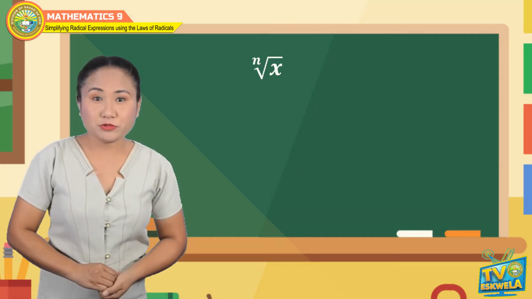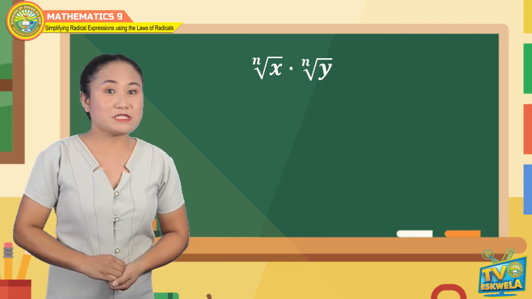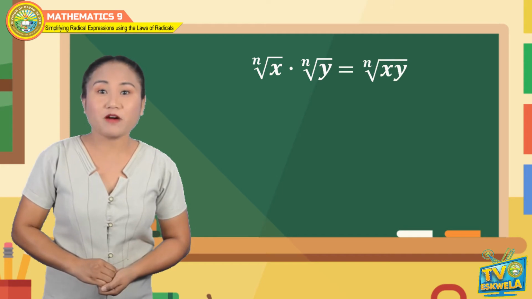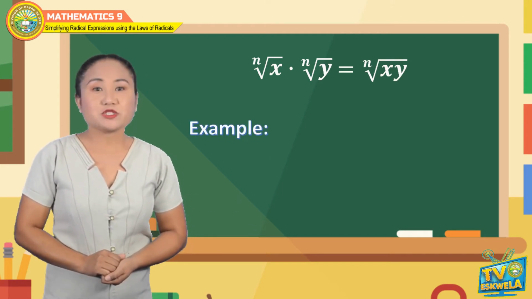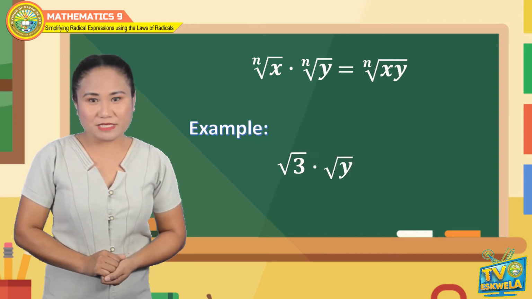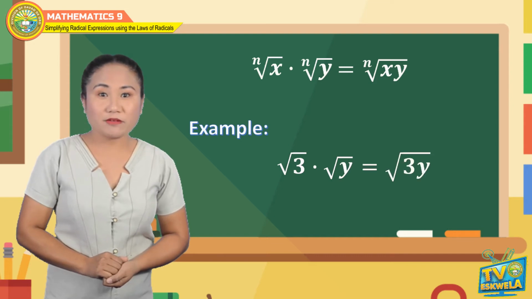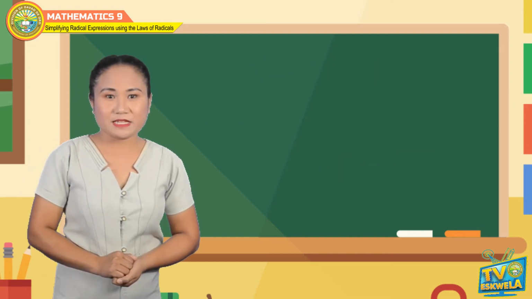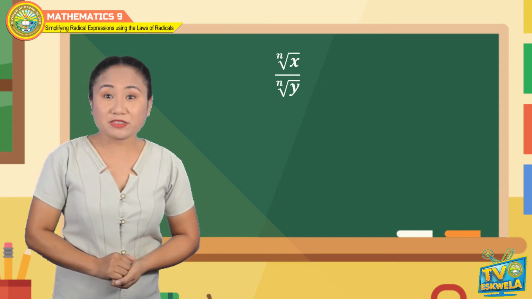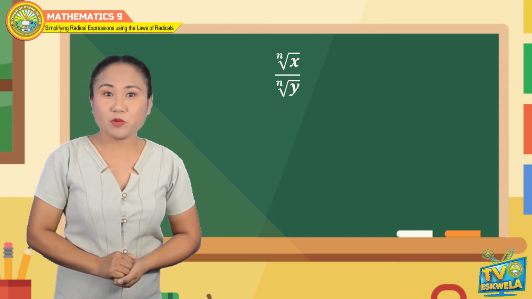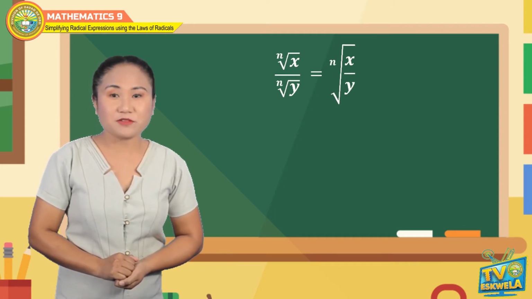The nth root of x times the nth root of y is equal to the nth root of the product of x and y. For example, square root of 3 times square root of y can be also written as square root of 3y. The nth root of x divided by the nth root of y is equal to the nth root of the quotient of x and y.